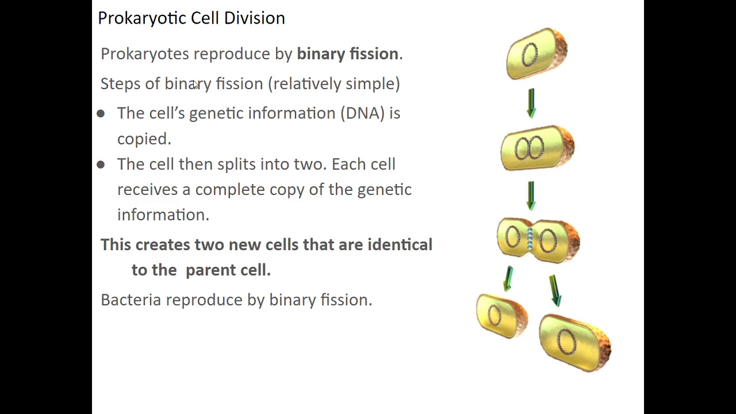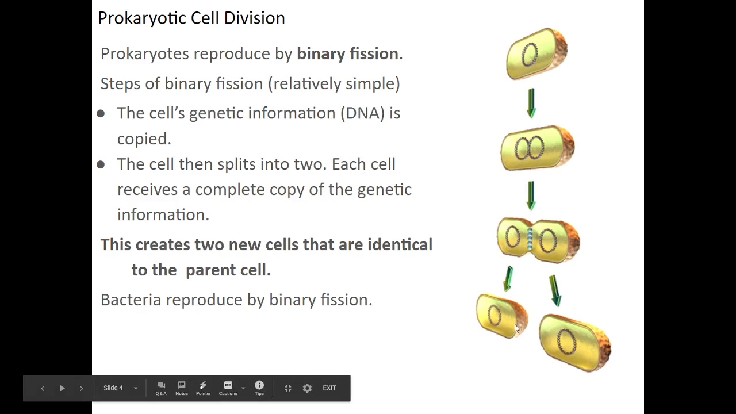It's a very straightforward process. A prokaryote is an unbelievably simple cell, so it's not that hard. It's no big deal. You got a cell, you got DNA inside of it. The DNA makes a copy of itself. One copy goes this way, one copy goes this way. The cell splits down the middle, and bang, now you got two cells.